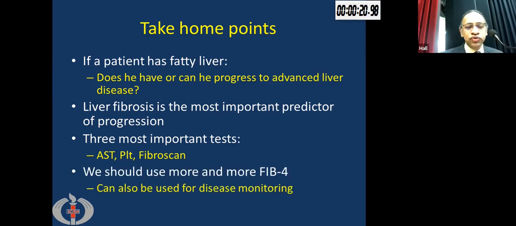And we should use more and more FIB4. It's available in your mobile apps. And it can also be used for disease monitoring as we give the treatment and the patient tries to lose weight, then we can follow him up instead of doing fibroscan repeatedly.